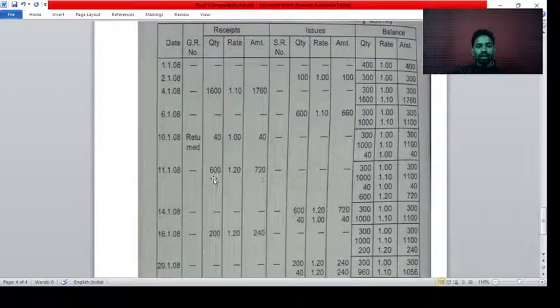Okay, so again we have to maintain the balance. Okay, so on the earlier date there were 3 lots. So take it as it is, 3 lots, because we have not consumed this stock, so it remained unissued. Okay, so take it as it is, this 300 first lot, second 1000 lot, third 40 lot, and again we have to add because it is the newly purchased stock. Okay, 600 at the rate of 1.20, the total amount will be 720.